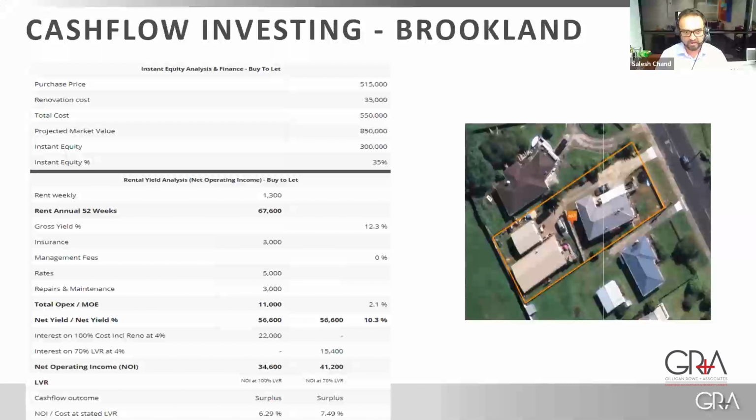our equity, right? We always like to buy properties, refinance, and use our equity. We get currently $1,300 a week rent, $67,000 a year. After all our operating expenses, we get net yield of $56,000. And at the moment, we are 70% financed on it. So $15,000 goes out for interest. We got $41,000 coming in passive.